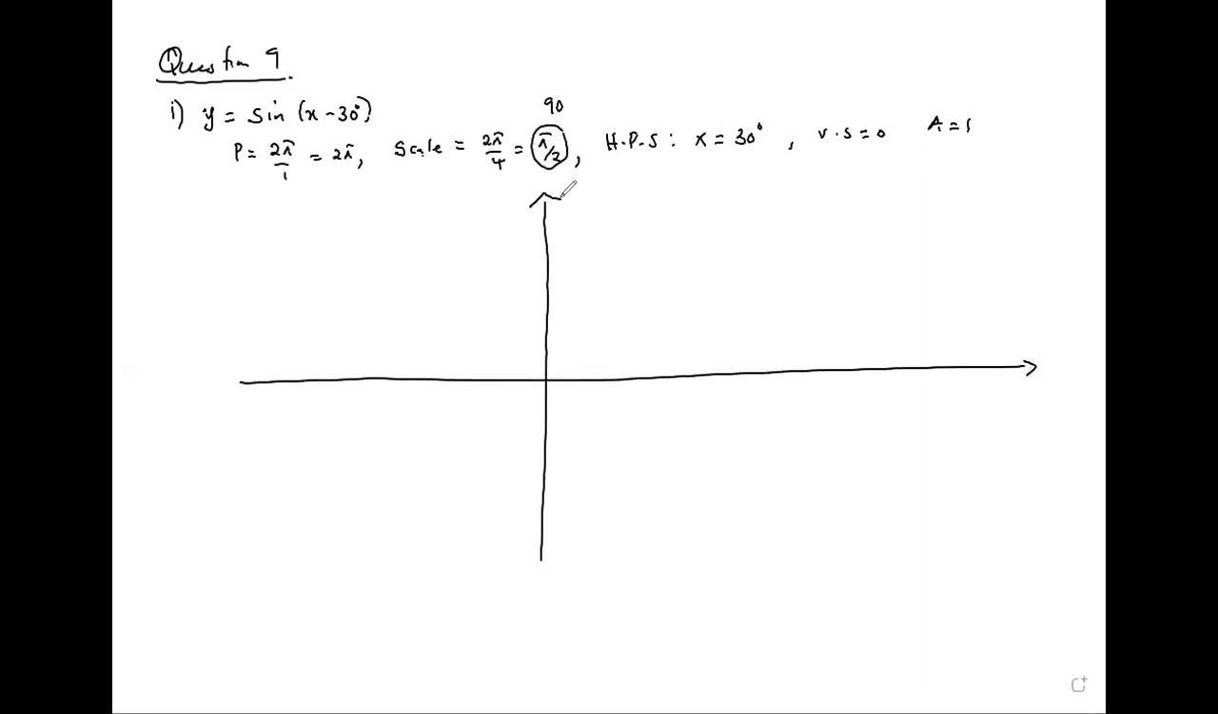We sketch from where? Sketch from negative 180 to 180. So using our scale, we have 90 and then 180, negative 90, negative 180. Now there's a shift of 30, meaning to the right. So to 0, we have not changed where to start from.